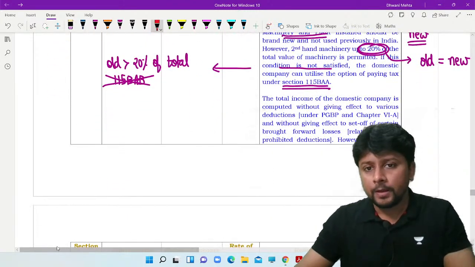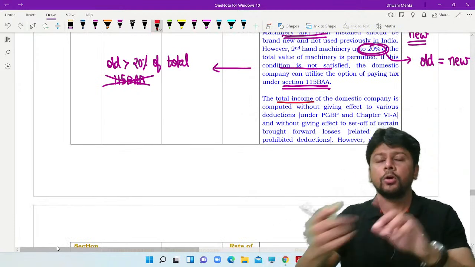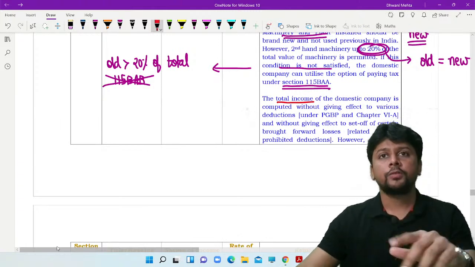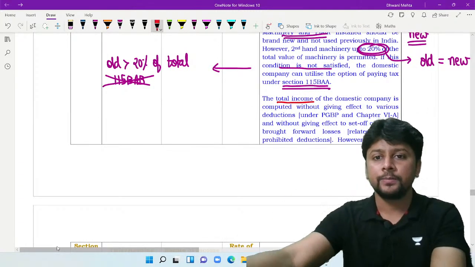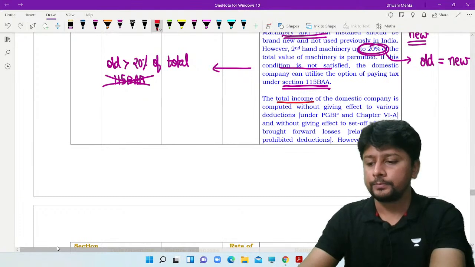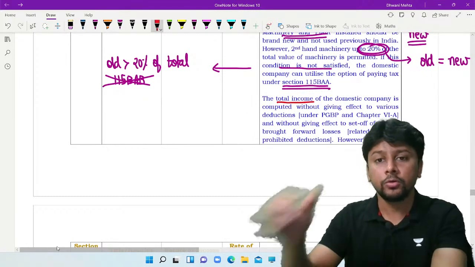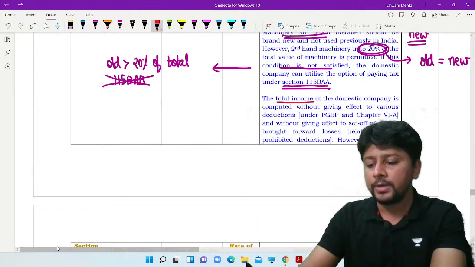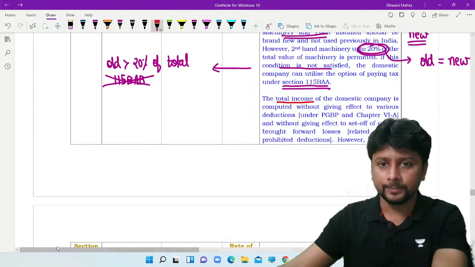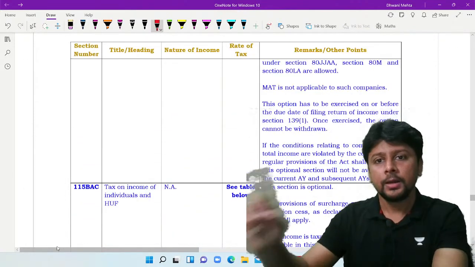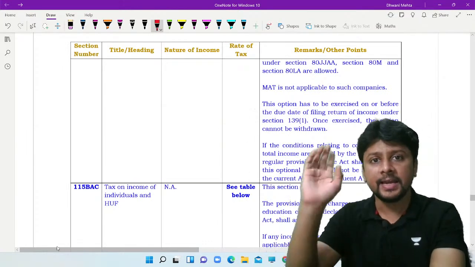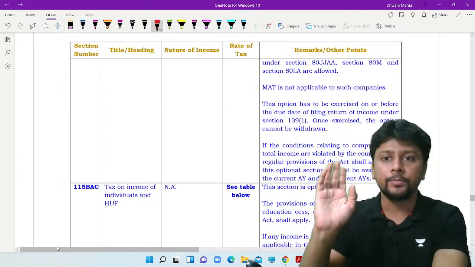Computation of income, almost an identical list. All those deductions will not be allowed. Brought forward losses relating to those deductions will not be allowed. You will not be allowed to claim all those deductions. So your total income will definitely be computed at a slightly higher amount. 80JJAA, 80M, 80LA will be allowed.